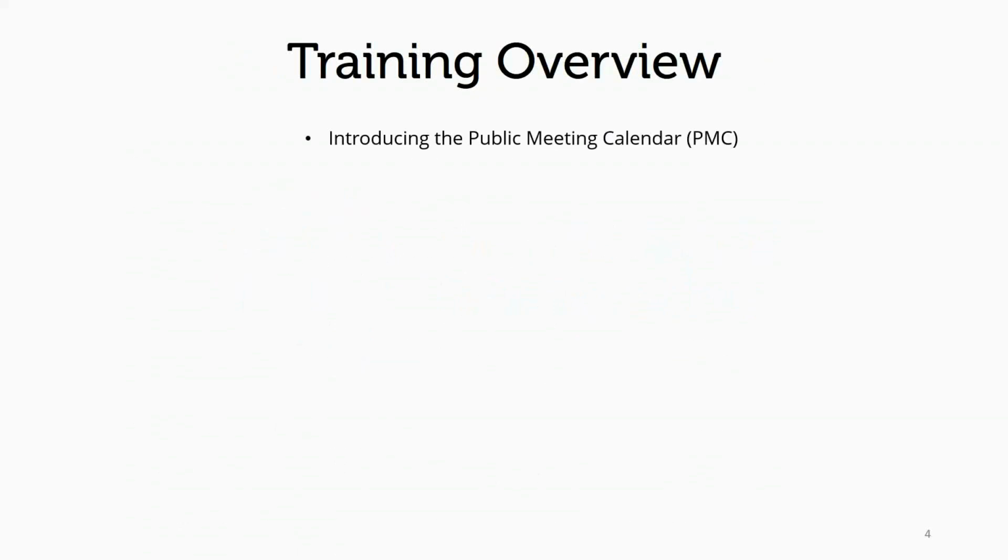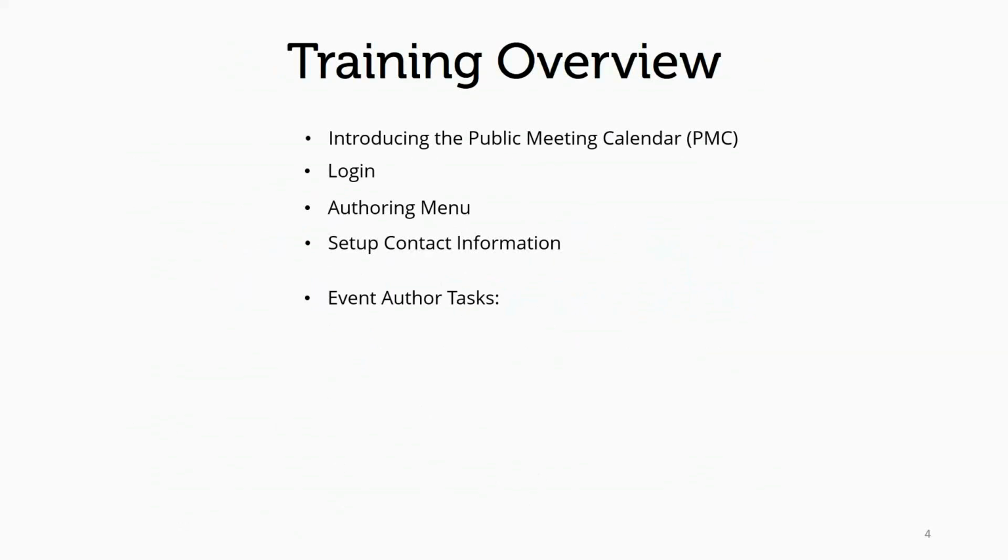We'll be introducing the Public Meeting Calendar, or PMC for short. We will be logging in. We will be exploring the authoring menu. We will be setting up contact information, and we will go through the event authoring tasks, creating a new event, and editing an existing event.